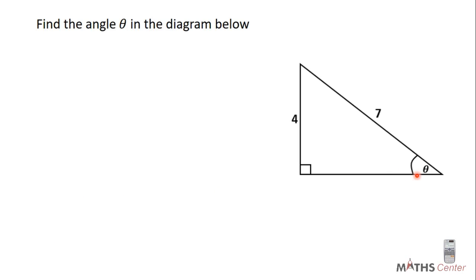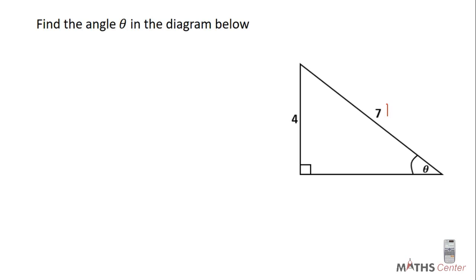So we are going to find the value of theta, and you will use one of the trig ratios. In the previous video, we learned that considering this angle theta, this side here, which has 4, meaning that the length of this side is 4, is opposite to theta, and this side is the hypotenuse because it is the longest side, or the side facing the 90 degrees.